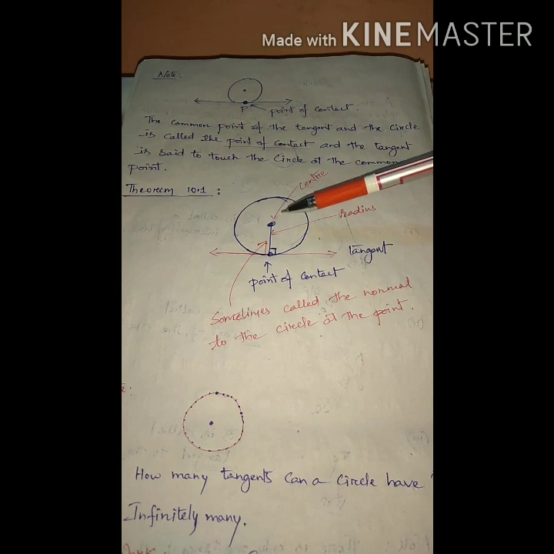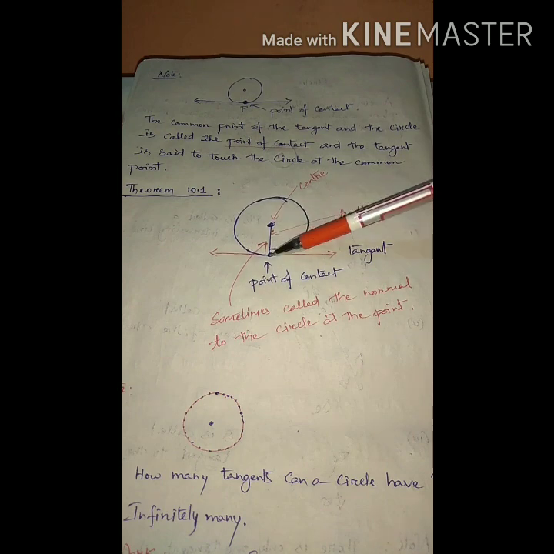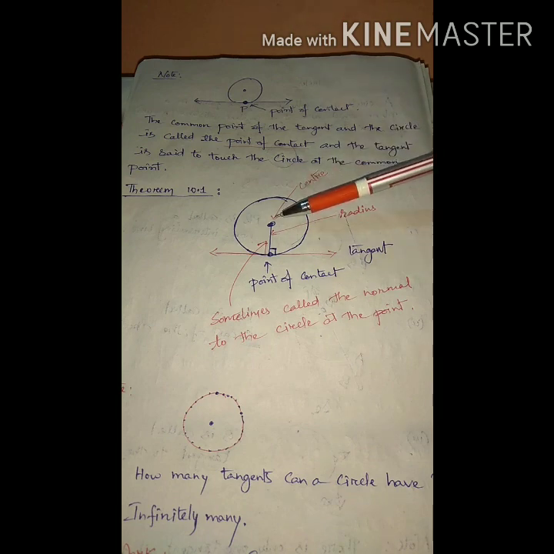So how can we get this radius? From the center, if we join up to the point of contact. Sometimes this radius, this perpendicular line, is also known as the normal. In higher studies, you get this line mentioned as a normal. Is it clear? This one is the theorem here.